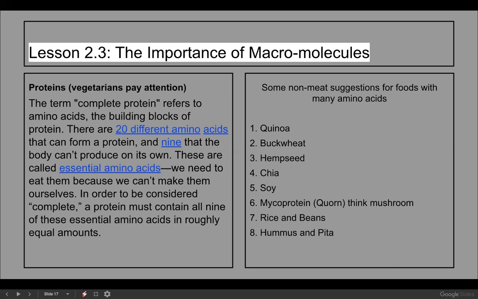In order to be considered complete, a protein must contain all 9 of these essential amino acids in roughly equal amounts. Some non-meat suggestions for foods with many amino acids: quinoa, buckwheat, hemp seed, chia, soy, mycoprotein, like think mushrooms, rice and beans, hummus and pita are all various foods you can take in that will give you a decent amount of amino acids.